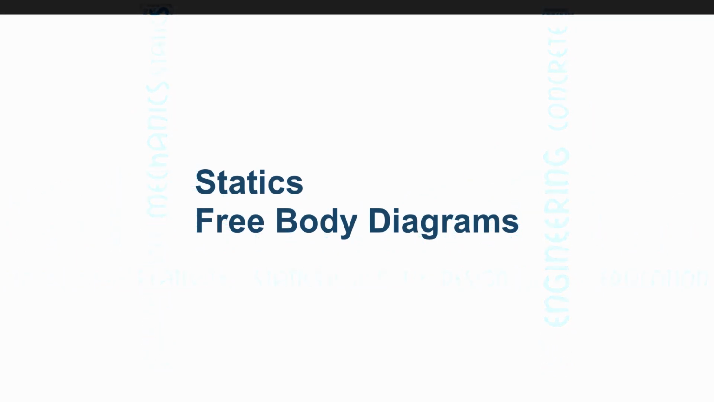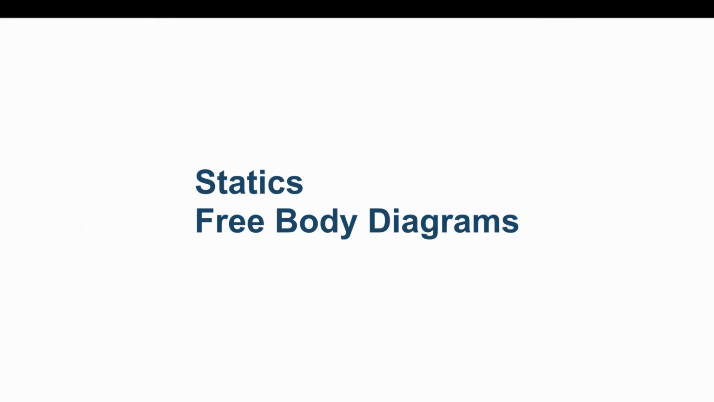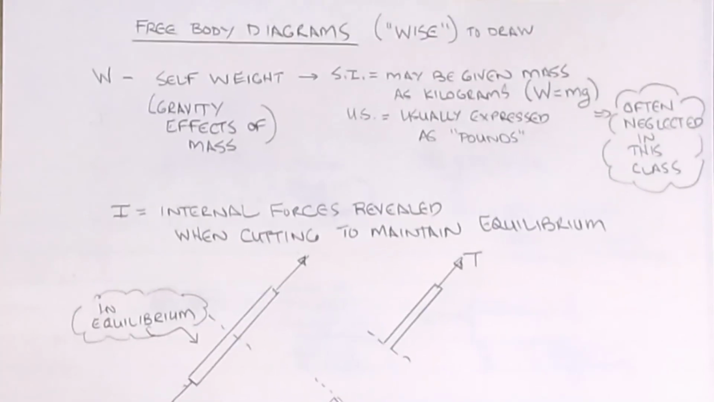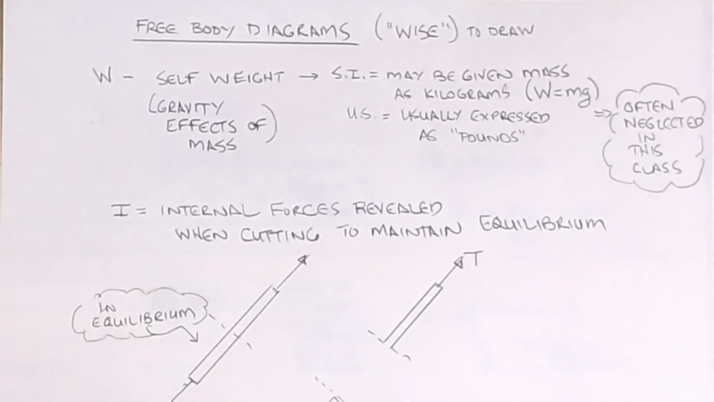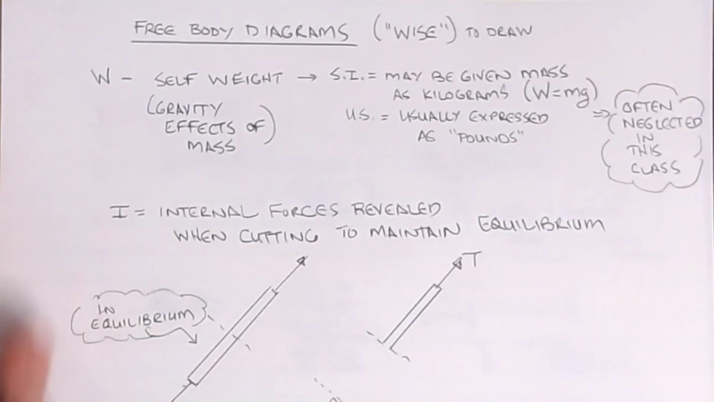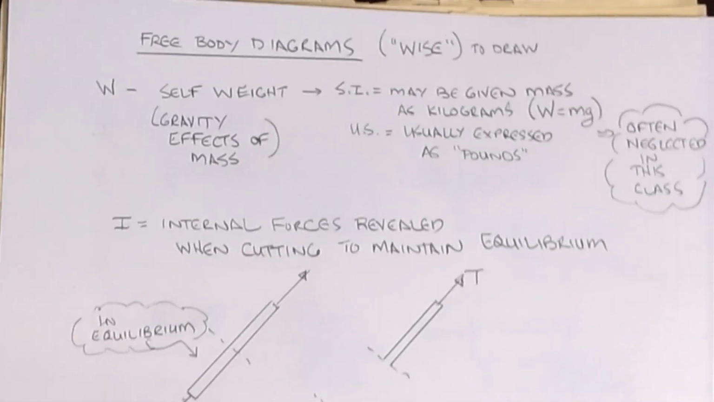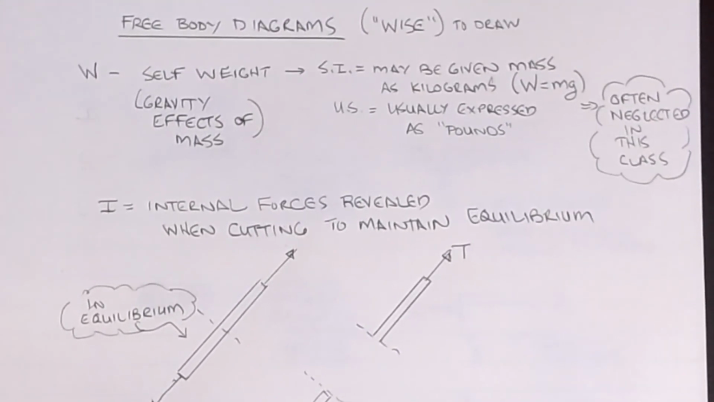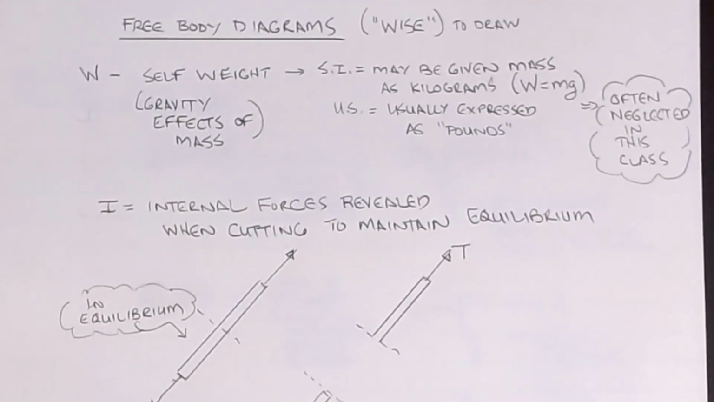Free body diagrams are pictures that include a lot of different information that you need in order to apply equations of equilibrium and statics principles. The methodology that we use follows an acronym known as WISE, W-I-S-E, for creating those. I want to walk you through what each of the letters stands for as a reminder, because it is indeed a wise idea to draw free body diagrams before solving any statics problem. So we're going to start off with W.